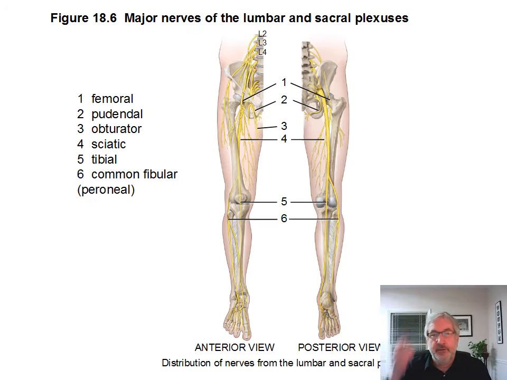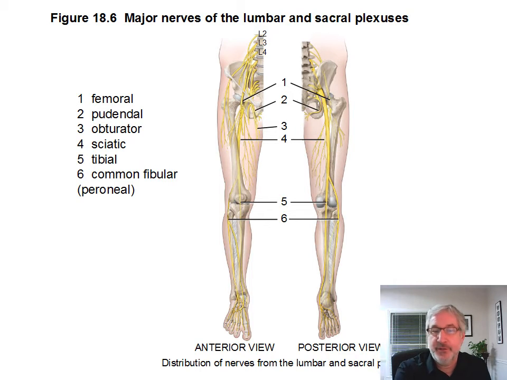Next slide. So here's a diagram, and you'll notice that you can follow these nerves out of the plexuses and out of the vertebrae once you find them. So here's your femoral nerve. Here is number one there, and you can follow it down. You can see it branches down here and doesn't continue on.